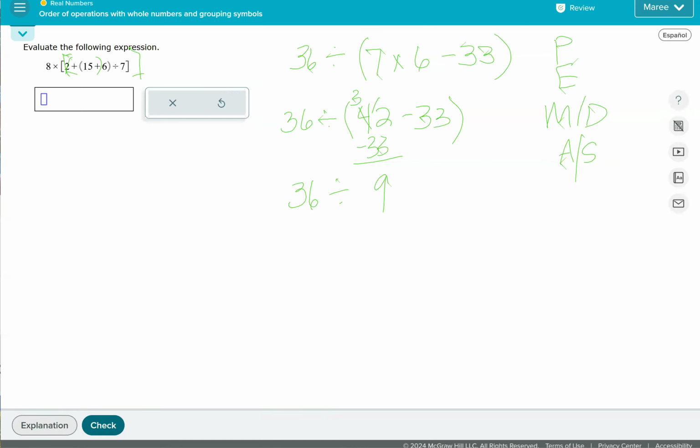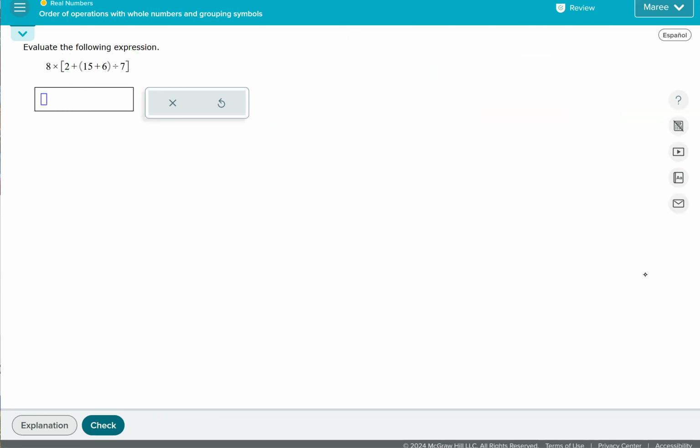So we're going to do this problem here. We're going to look inside our grouping, our bracket. We see that parentheses in there. So let's do that first. I'm going to put everything else in here. There we go. We're going to add 15 and 6, which give us 21.